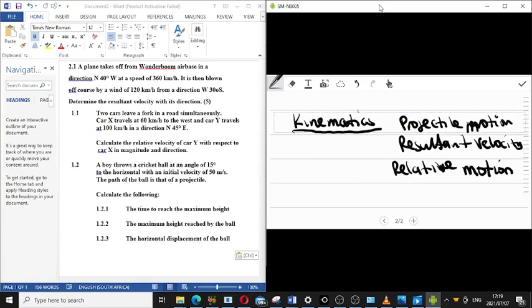Good day. We want to look at the first chapter of engineering science Form 4, and the first chapter is kinematics. Under kinematics we put three subtopics: projectile motion, resultant velocity, and relative motion, where we look at relative velocity. So without wasting time, let us just go to our question here.